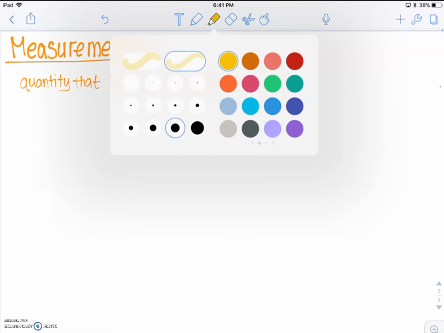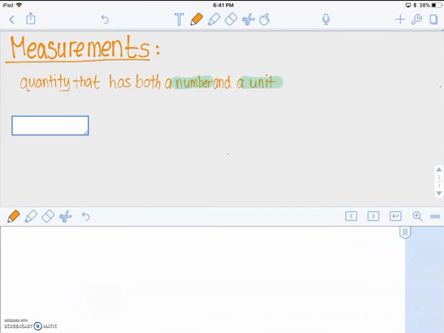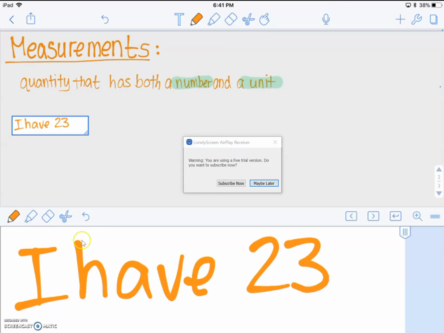And I'm going to purposely highlight a couple terms here because they're very easy to forget. And that is the fact that there has to be a number as well as a unit. A number without a unit is absolute nonsense. So if I just wrote on a test, I have 23, what does that even mean?